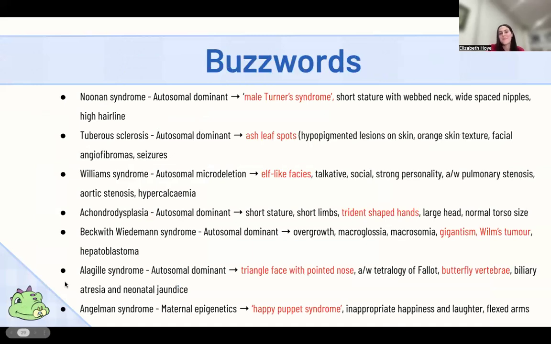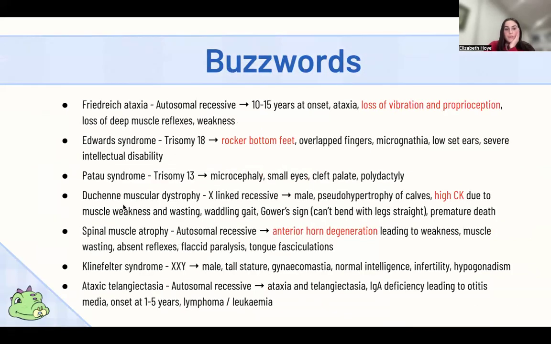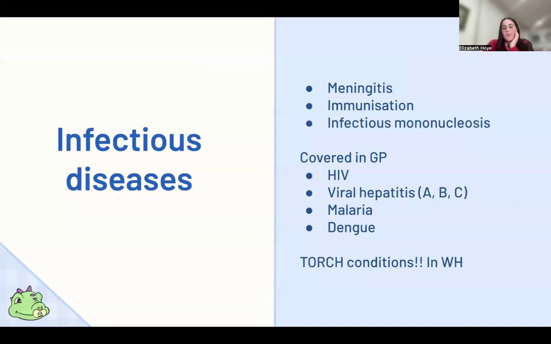I don't love buzzwordy medicine because I feel like it's actually quite important to know the conditions themselves. But this was just a list of buzzwords for specific conditions that aren't necessarily on the matrix, but that are tested, or have been tested in the past. So up to you what you do with that. I've included them. But I'll move on to infectious diseases.